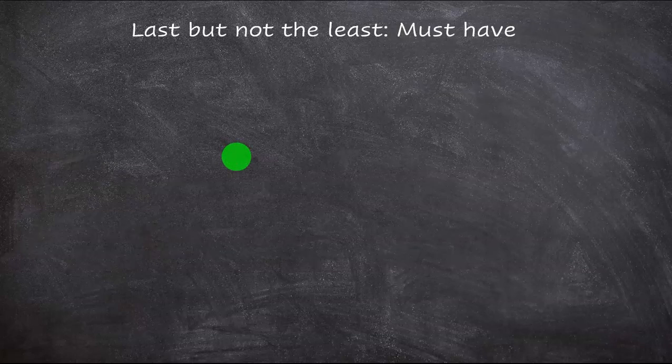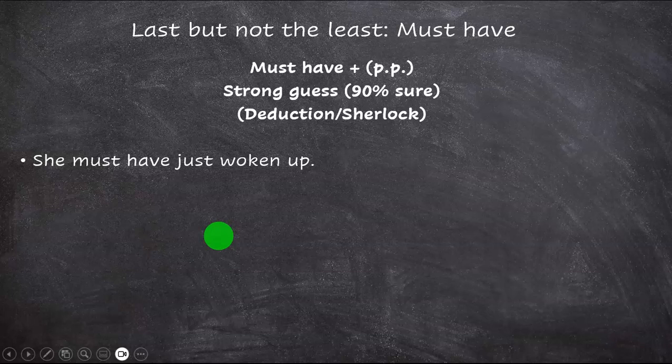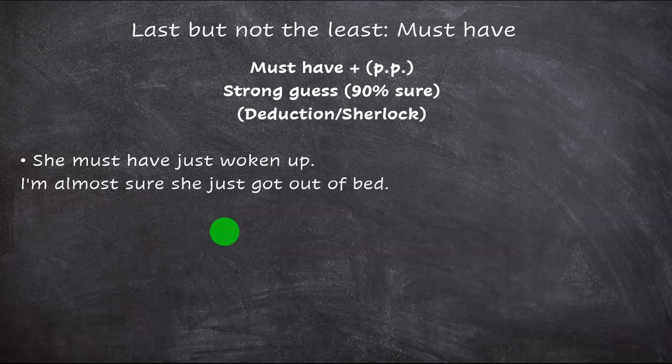Let's move on. Last but not the least, must have. Must have plus past participle is used for strong guess and deduction, or acting like Sherlock Holmes. She must have just woken up, right? If you see somebody groggy-eyed, or in their night clothes, you assume that she must have just woken up. I'm almost sure that she just got out of bed. It's an assumption you're making.